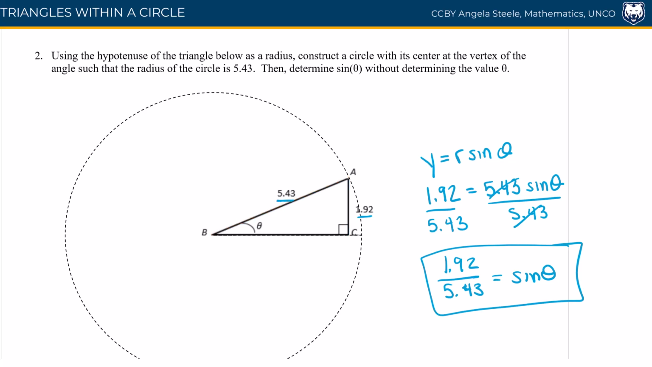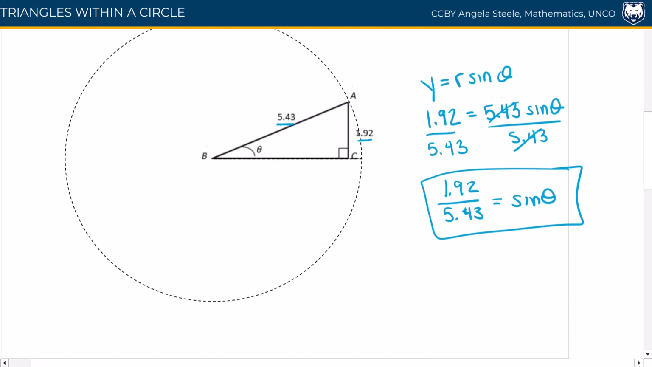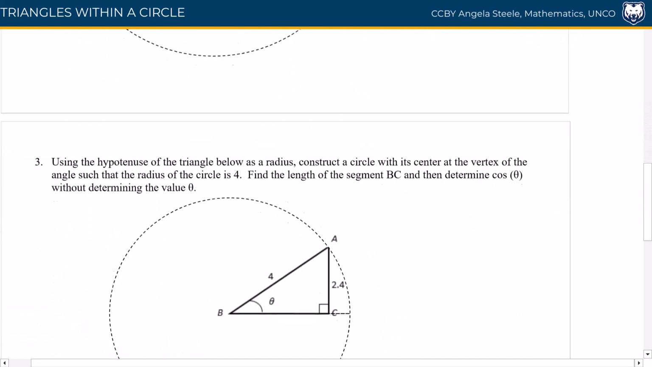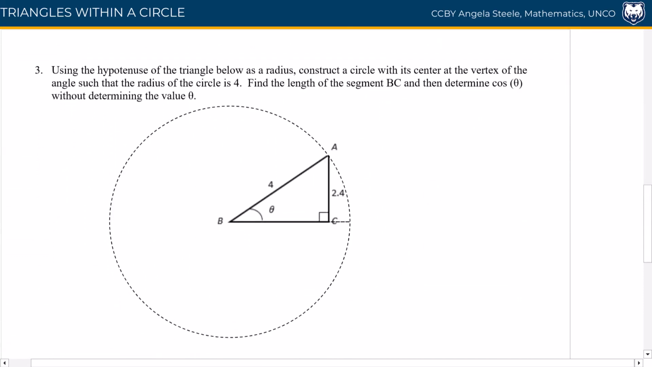Okay, and so again, we have our circle that we've seen before, and now we're just really building in that triangle within that circle. All right, let's go ahead and take a look at this one. So using the hypotenuse of the triangle, again, construct another circle so that the radius is 4.